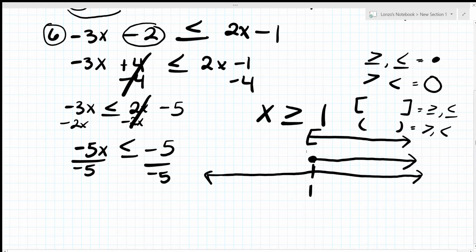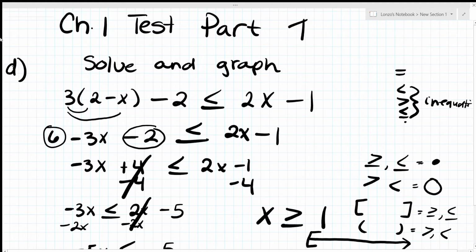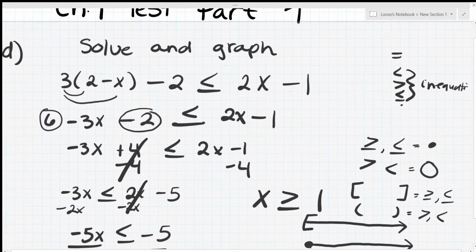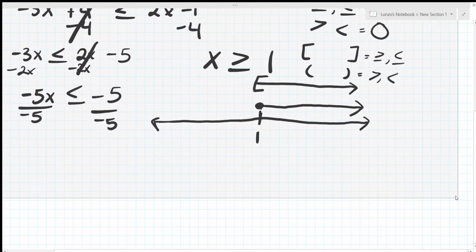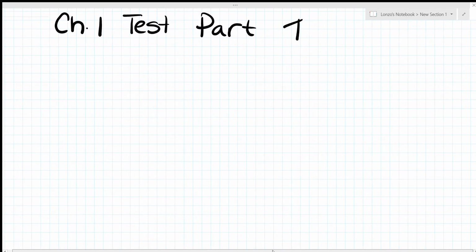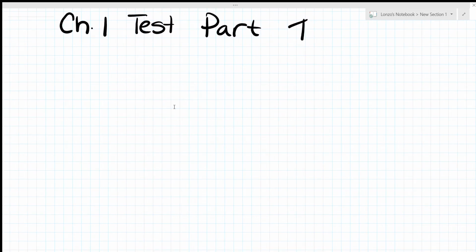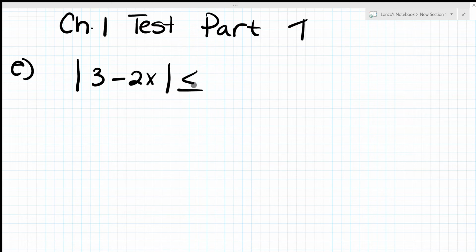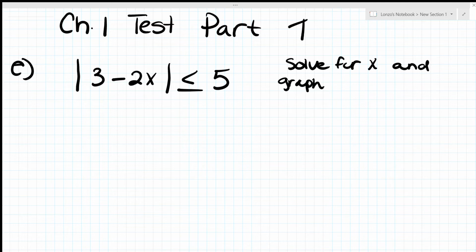Okay, now let's do an absolute value. This is D. Okay, so that was D, so let's do E. So we're going to deal with absolute value. It's the absolute value of 3 minus 2x is less than or equal to 5. So remember, the question says we have to solve for x and graph on a number line.